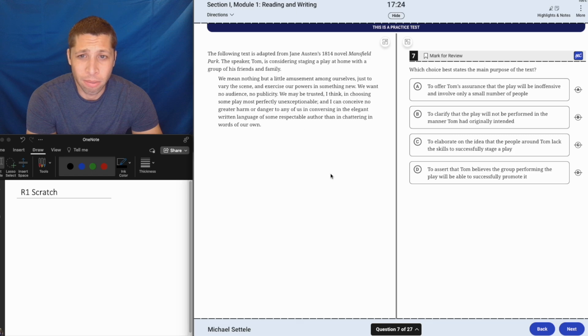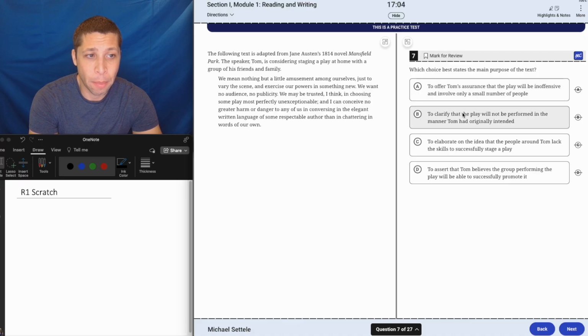I don't know, they're going to put on a play. To offer Tom's assurance that the play will be inoffensive and involve only a small number of people. Okay, no audience, no publicity, so that's a small number of people. Is it inoffensive? Perfectly unexceptionable? Inoffensive is kind of a strong word, but okay.